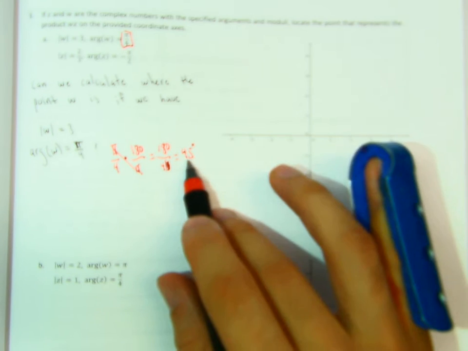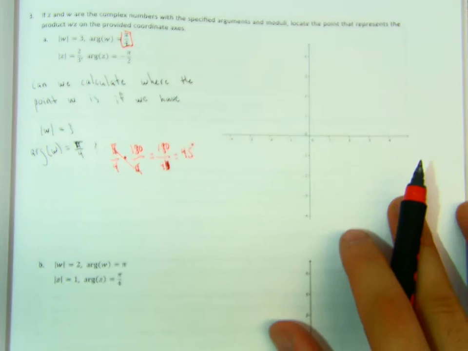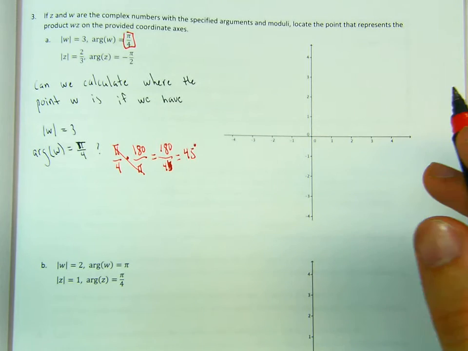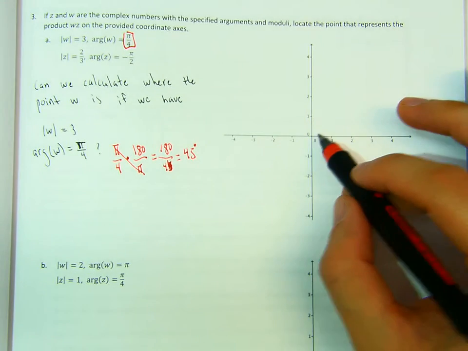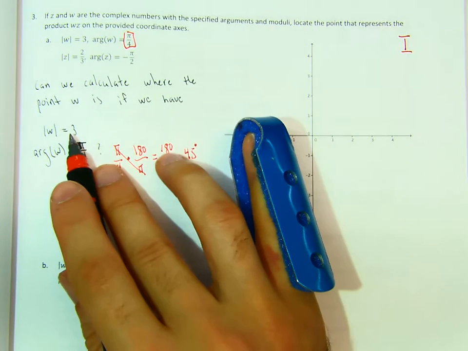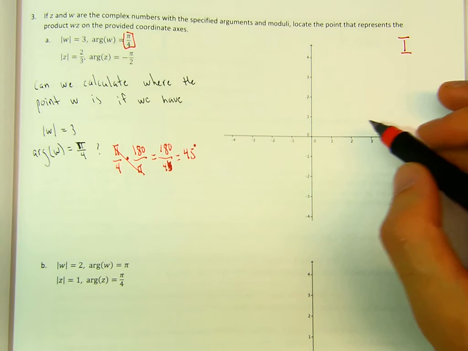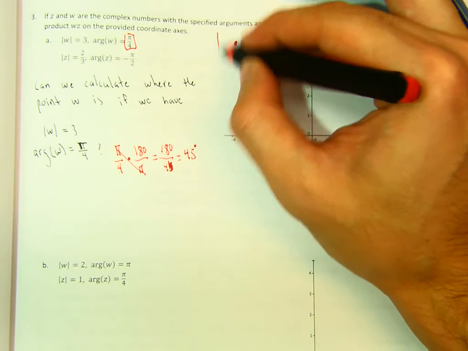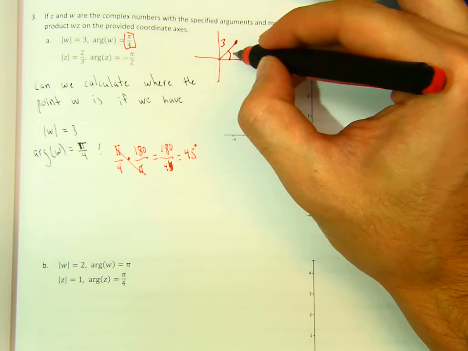So I know my W has a degree, oh wow, this is very blurry. Sorry about that. Is this better? Hold on, sorry. Okay, that's better.